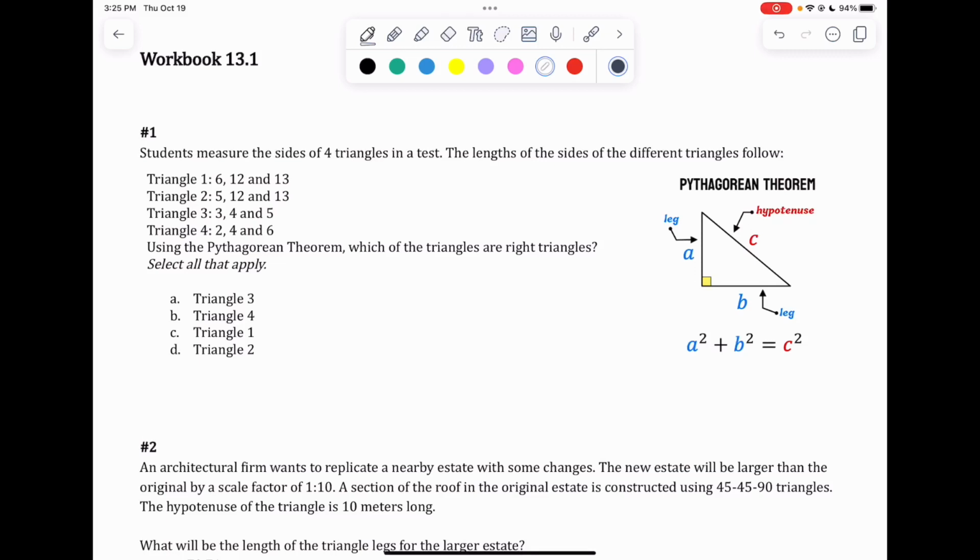Workbook 13.1 uses Pythagorean's theorem and then special right triangles. So number 1 says students measure the sides of 4 triangles in a test. The lengths of the sides of the different triangles follow. Triangle 1 is 6, 12, and 13. Triangle 2 is 5, 12, and 13. Triangle 3 is 3, 4, and 5. And then triangle 4 is 2, 4, and 6.